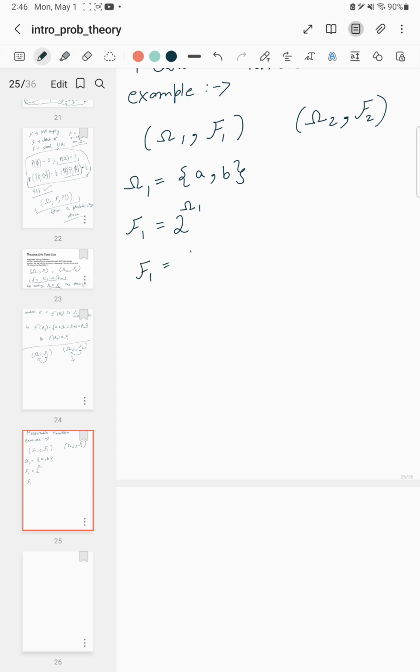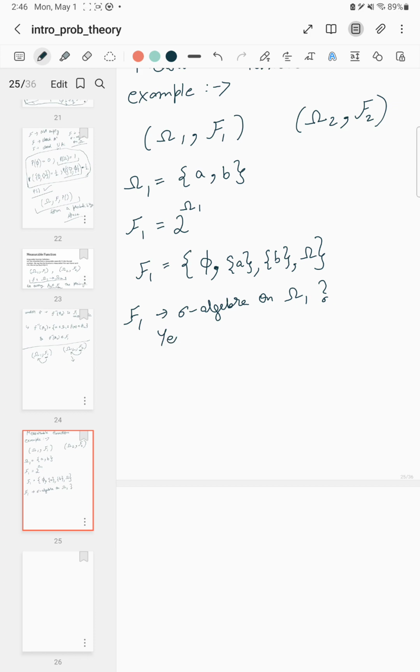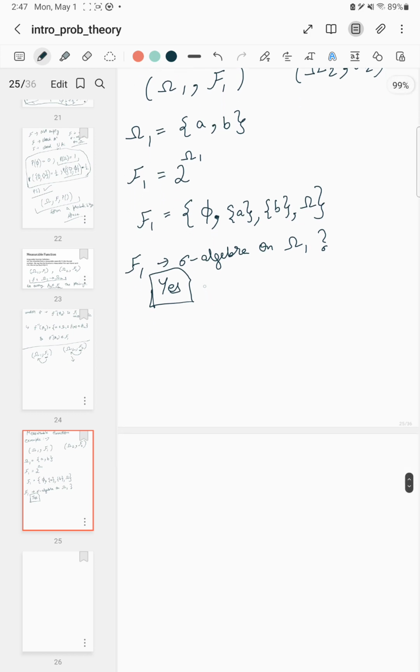So f1 would be the set phi, because phi is always a subset, the set A, set B, and omega itself. So is f1 a sigma algebra on omega 1? Yes, it is, because since it's a power set, it would always be a sigma algebra on omega 1, as it satisfies the three conditions. First one, that it's non-empty.